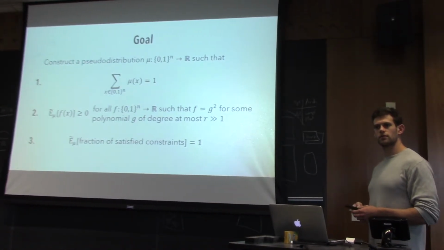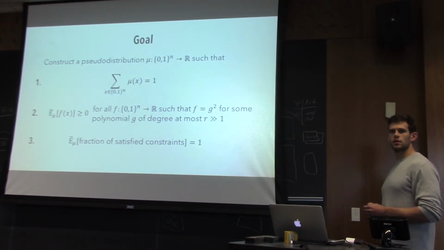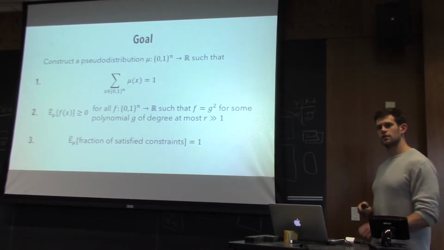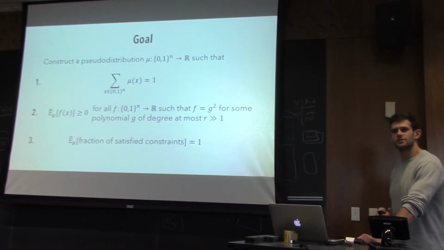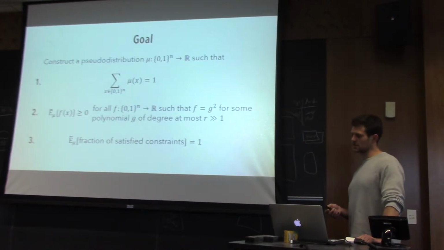So if you're trying to use this to refute, you want to show that for any pseudo distribution, the fraction is less than the expected. No, I want to show there exists a single one. It's a lower bound, so you're proving the lower bound. You want to show there will be some bad pseudo distribution which tricks SOS into thinking it's satisfiable. Exactly. Yes.